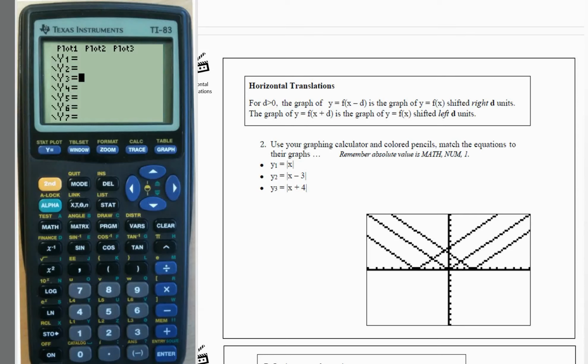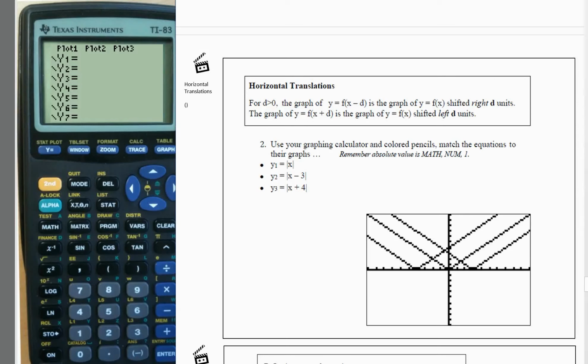Now we're going to talk about horizontal translations, and that's when we're moving the graph left or right. Now, I'll warn you, these seem a little bit backwards than what you might expect, so be very careful here.